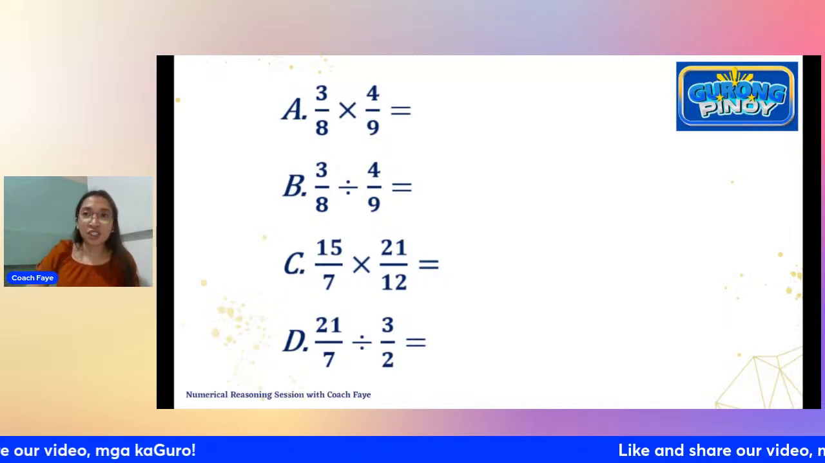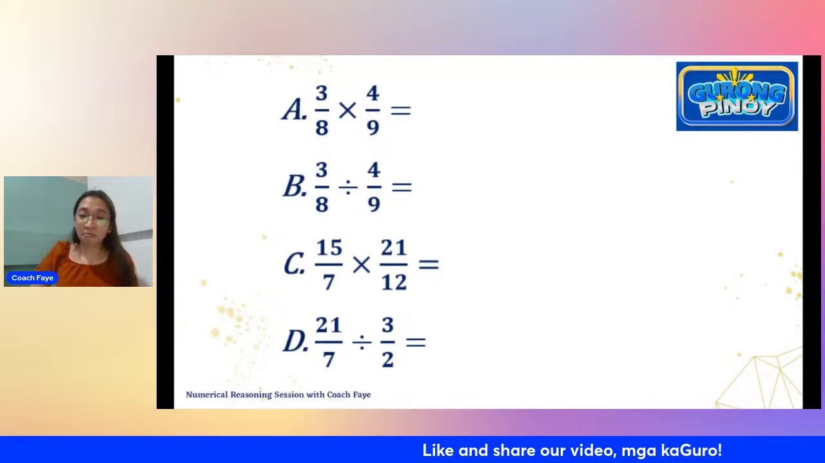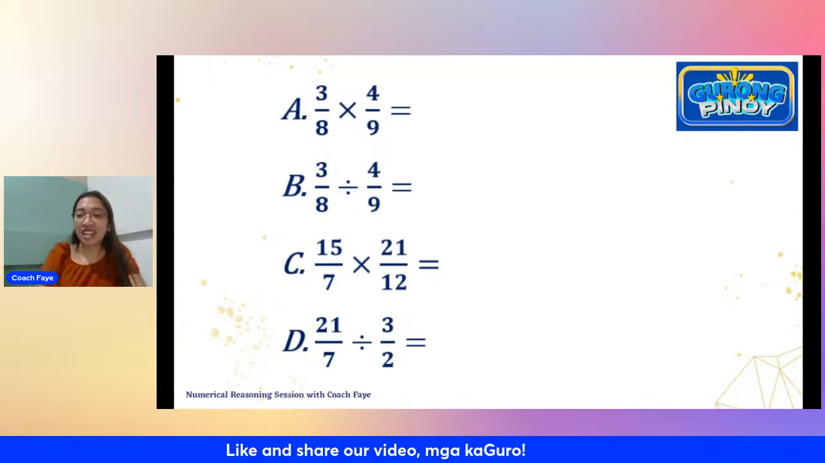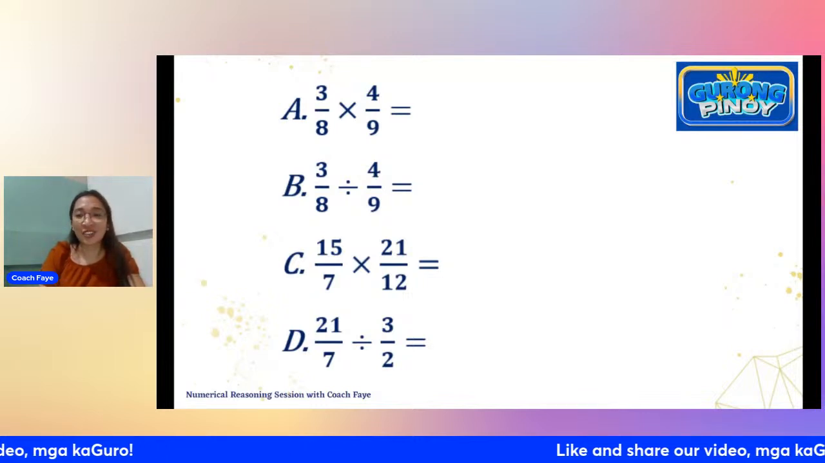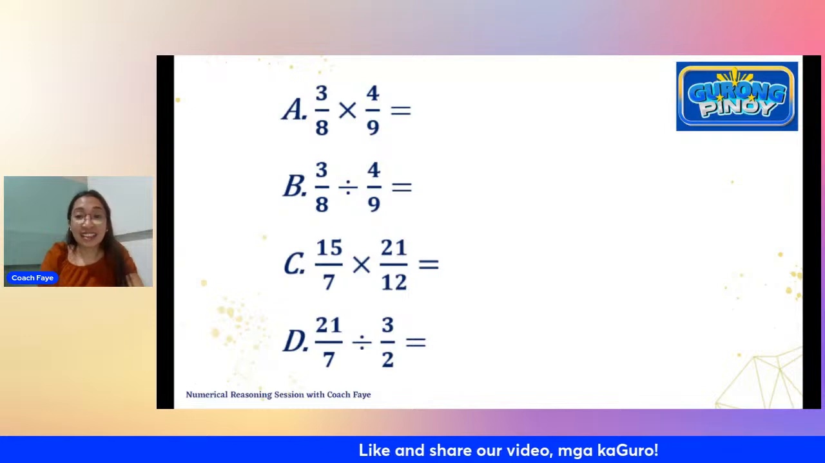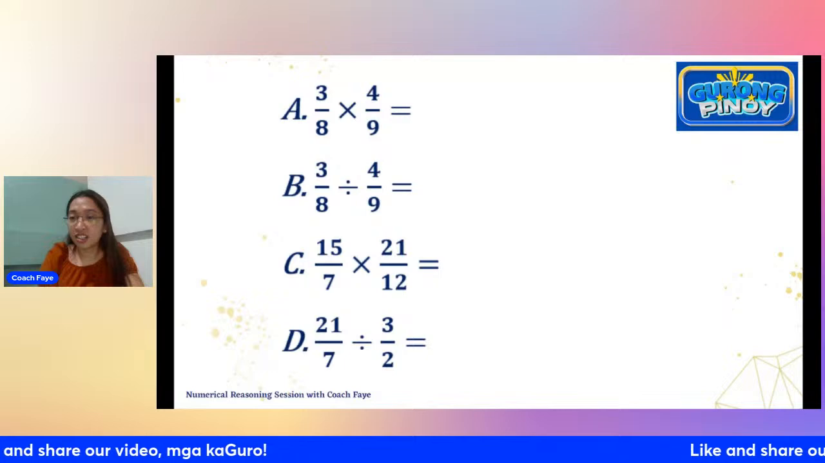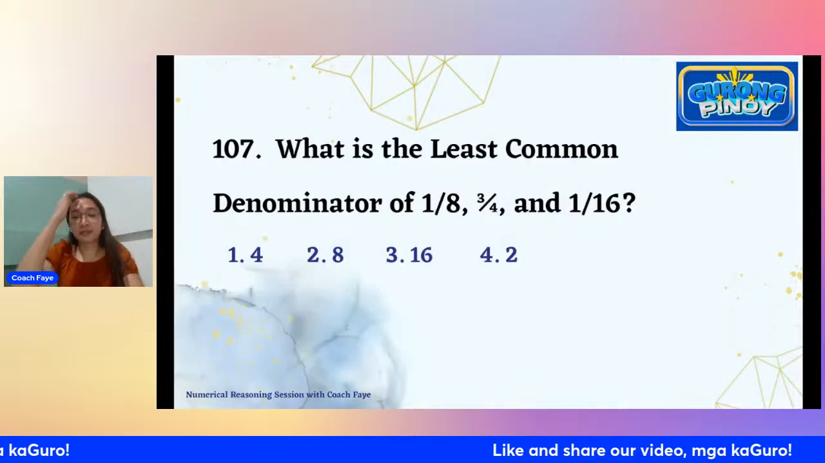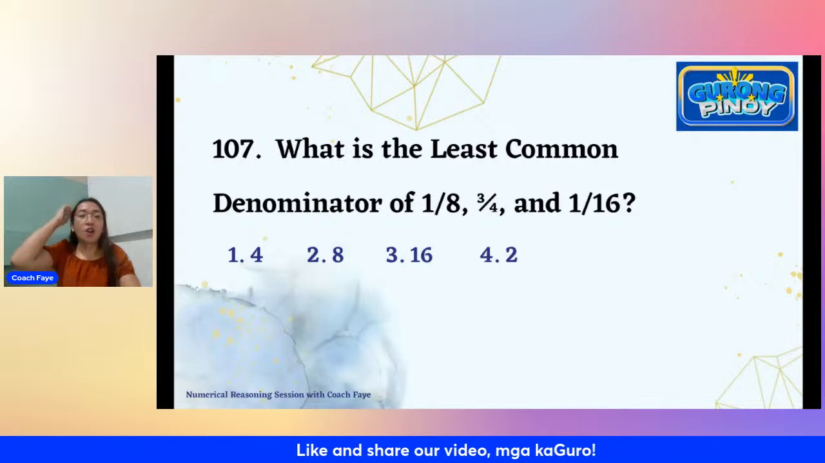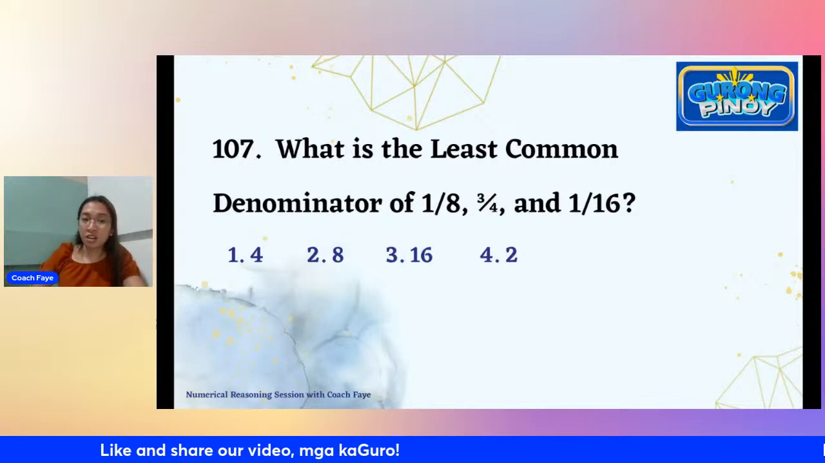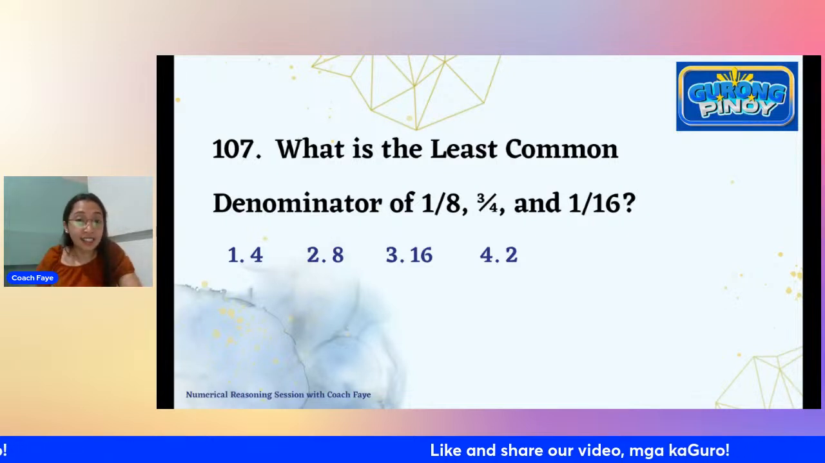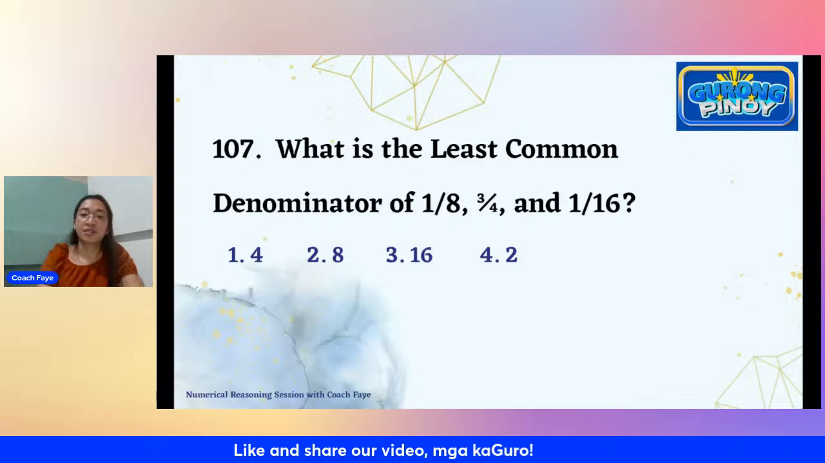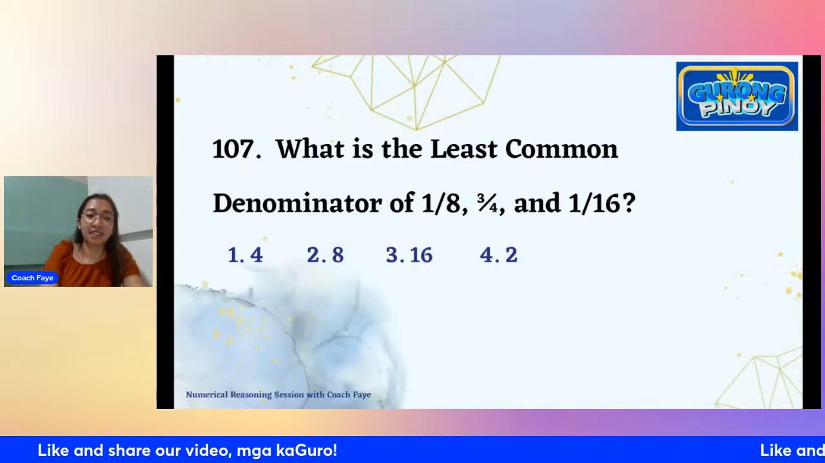So I hope that these additional 4 items somehow have helped you na medyo ma-refresh yung ating methods and of course para rin ma-improve yung speed ninyo in solving. Okay? Now let's take a look at the next item in our mock exam and that is item number 107. Ayan. So this is still related to fractions. What is the least common denominator of 1/8, 3/4, and 1/16? Is it 4, 8, 16, or 2? What's your answer for item number 107?